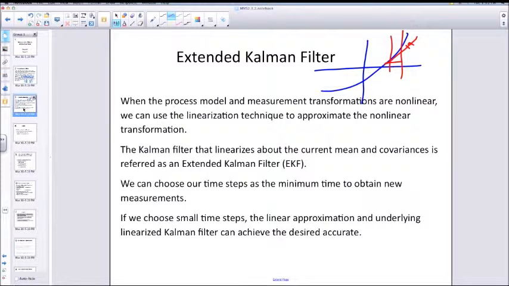So when we deal with the extended Kalman filter, all we need is to add one more step. Just use the Taylor series to make a linear approximation. That's the whole idea. We call this technique linearization.